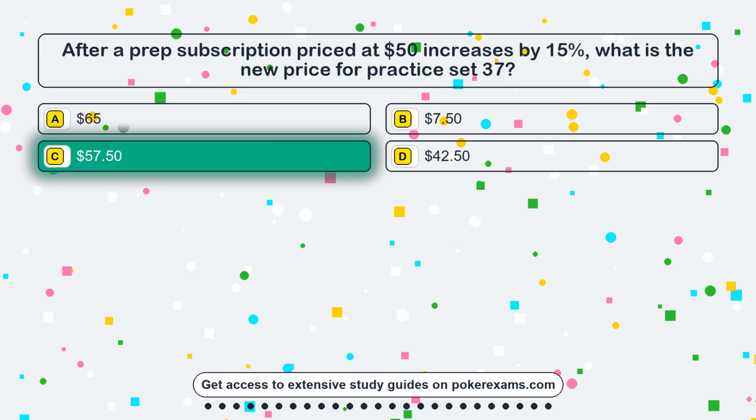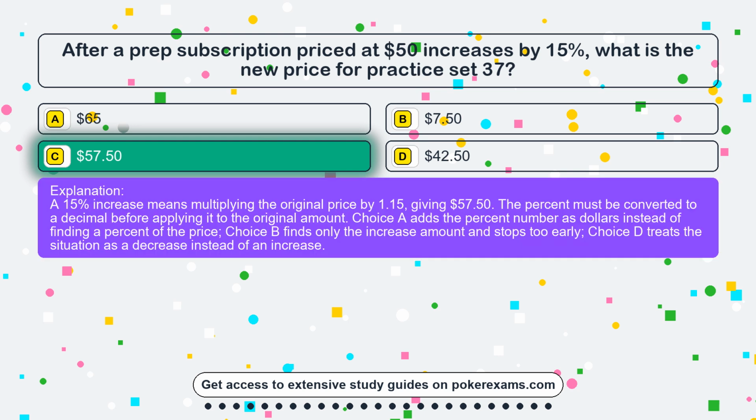The correct answer is option C, $57.50. A 15% increase means multiplying the original price by 1.15, giving $57.50. The percent must be converted to a decimal before applying it to the original amount. Choice A adds the percent number as dollars instead of finding a percent of the price, choice B finds only the increase amount and stops too early, choice D treats the situation as a decrease instead of an increase.